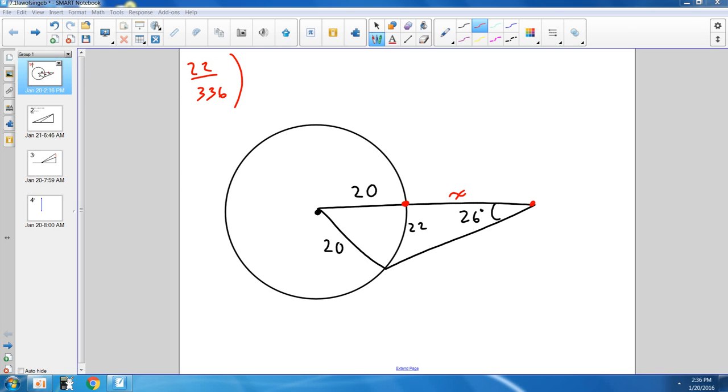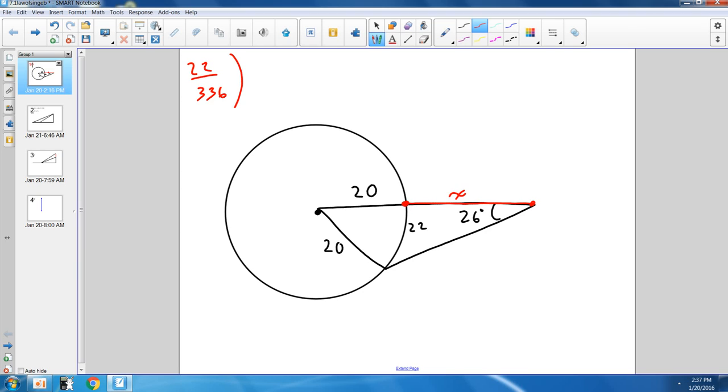Let's take a look at this diagram, which is number 22 on page 336. And you're going to see that you have two radii of the circle. You're going to have an arc length of 22, and you're going to have an angle outside of the circle, 26 degrees. And the question is, what is x? When you're looking at x, you're looking at the length of that red segment. That is not part of any triangle. It's not a full length of a side of a triangle. It's part of a side.